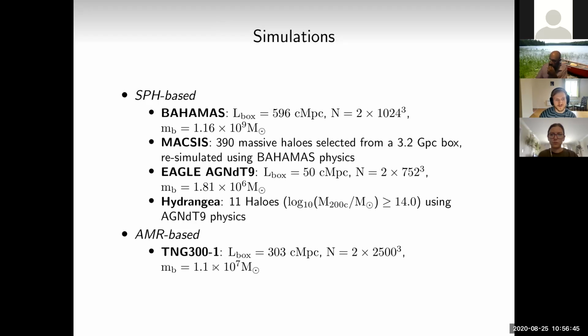And the last one is the TNG300 simulation, which is a classic box. There is no zoom simulation for that, but it's still sufficiently large that there are some halos to choose from that are comparable to Go Green. Right, so these are the simulations. I'll talk about the specific selections from them because it is quite important.